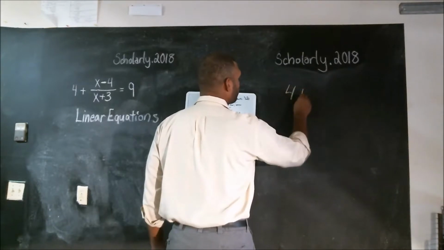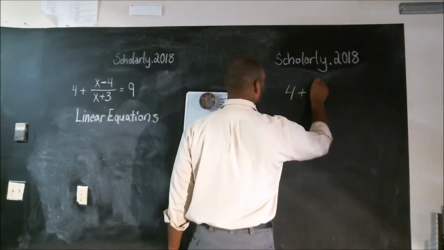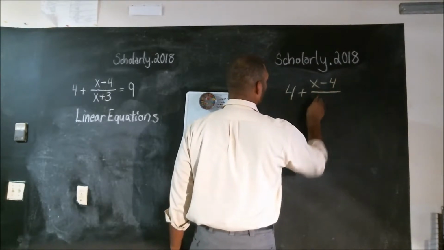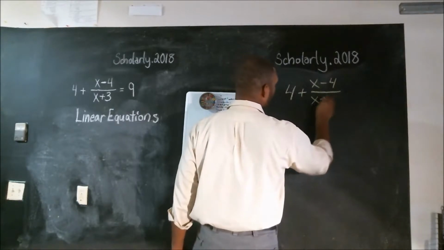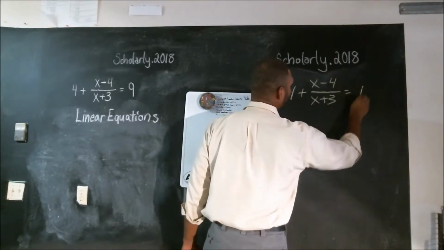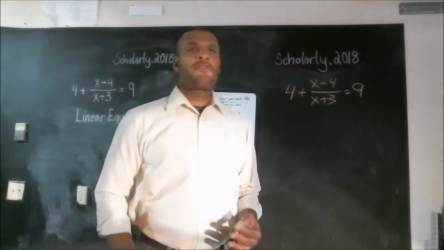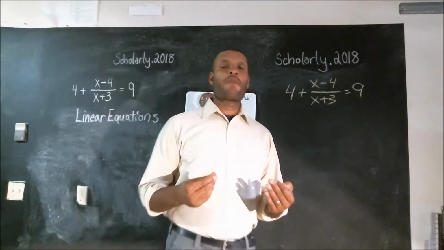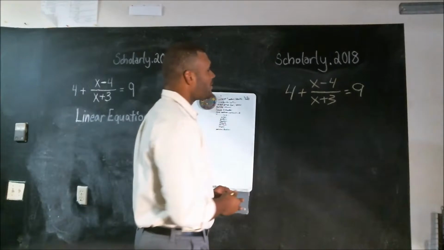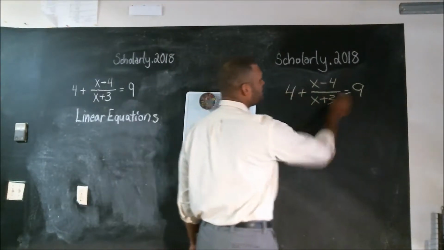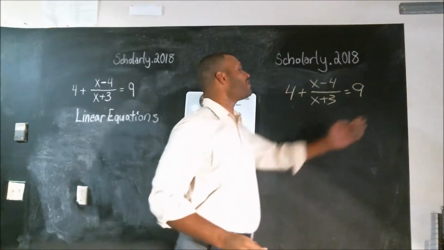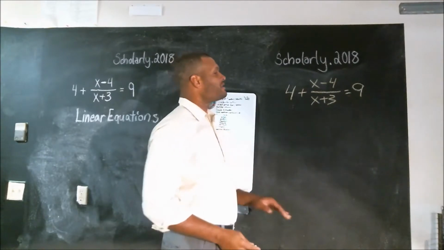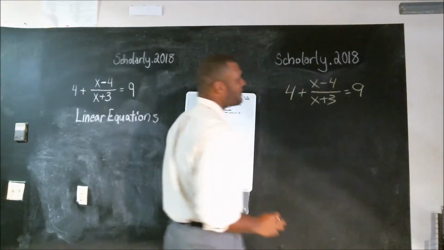4 plus the fraction (x minus 4) over (x plus 3) equals 9. All right? Now the first thing we want to do here is combine like terms. In an equation, because we have the equal sign, anything you do on one side of the equation, you have to do on the other side. So first things first, when I see this problem, I'll ignore this fraction. That I can't work with right now.